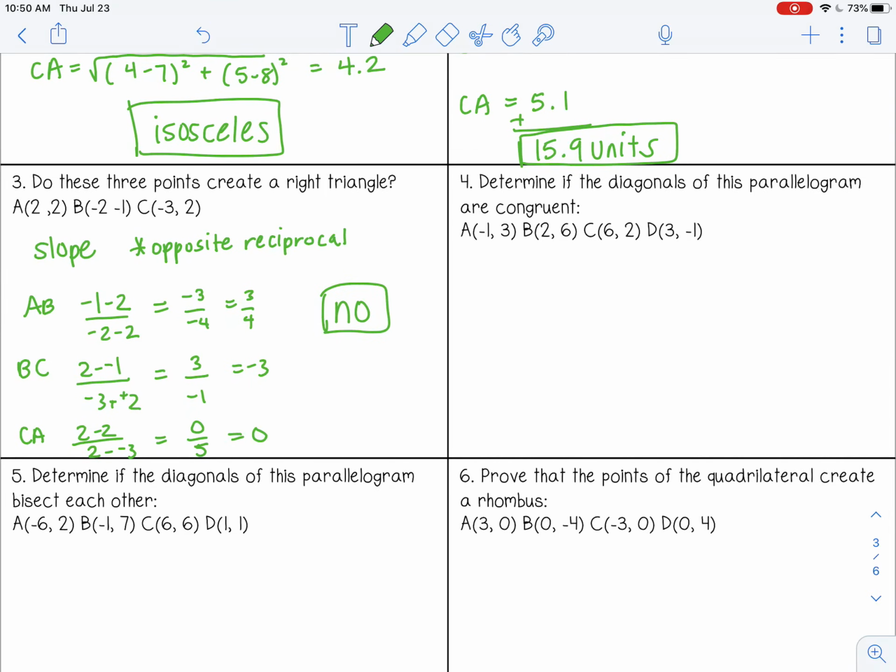All right, number 4, determine if the diagonals of this parallelogram are congruent. So if they're congruent, they're going to have an equal distance. So we're going to be using the distance formula. Now, if you think about a parallelogram, let me just kind of draw one out here. So A, B, C, D. The diagonals would be A to C and B to D. So I don't need to do all 4 sides, I need to do the diagonals.